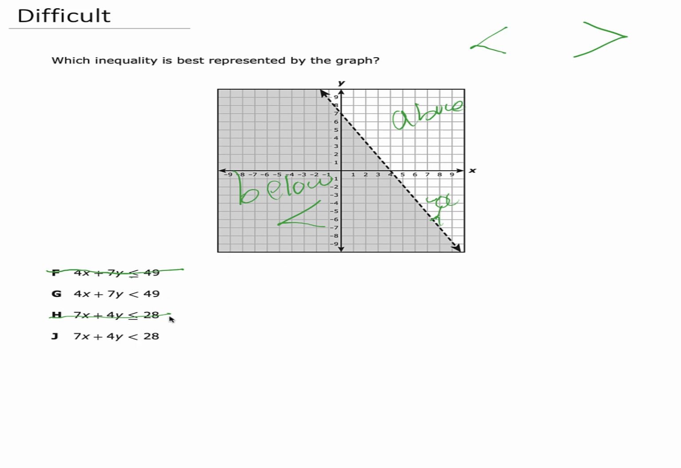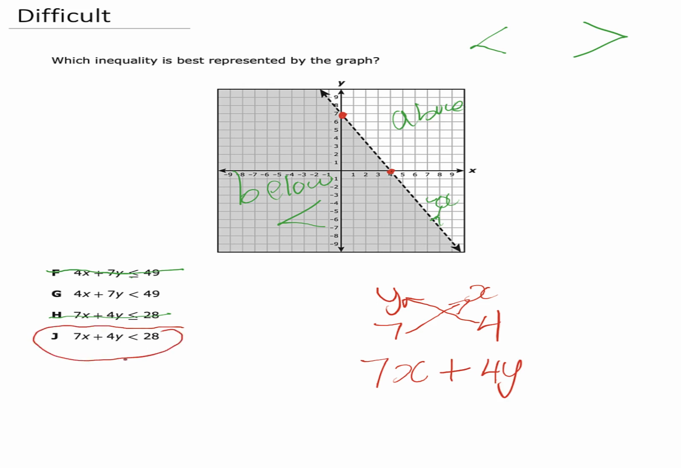Now to figure out which one it is, we're going to look at our intercepts. So right here, this is our y-intercept. Our y-intercept is at 7. We're going to look at our x-intercept. Our x-intercept is at 4. To get the right equation, this is what you're going to do. I know it seems weird, but it works. You're going to swap. So the 4 is going to go with the y, and the 7 is going to go with the x. You should have 7x plus 4y. So let's see, who has 7x plus 4y? J. So J is your answer.